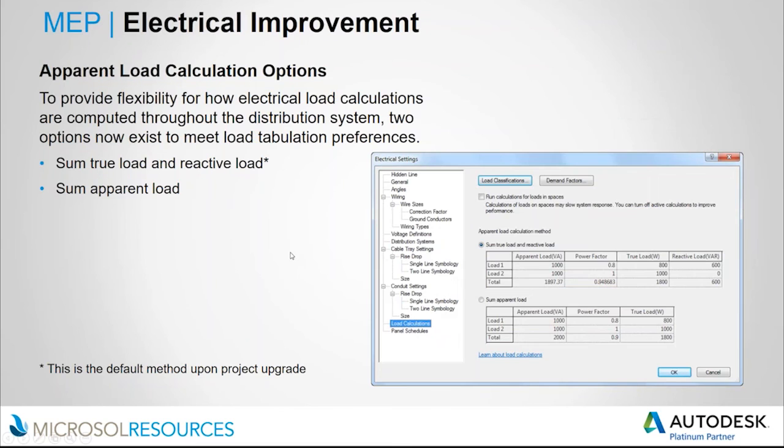Okay, a couple of other things that we have in Revit MEP outside of the fabrication stuff, which is the big ticket here in 2017. We now have apparent load calculation options that provide flexibility for how electrical load calculations are computed throughout the distribution system. So now we have two options to meet load tabulation preferences. We have the sum true load and reactive load, which is the default method whenever you upgrade the project, and we can also sum the apparent load as well.